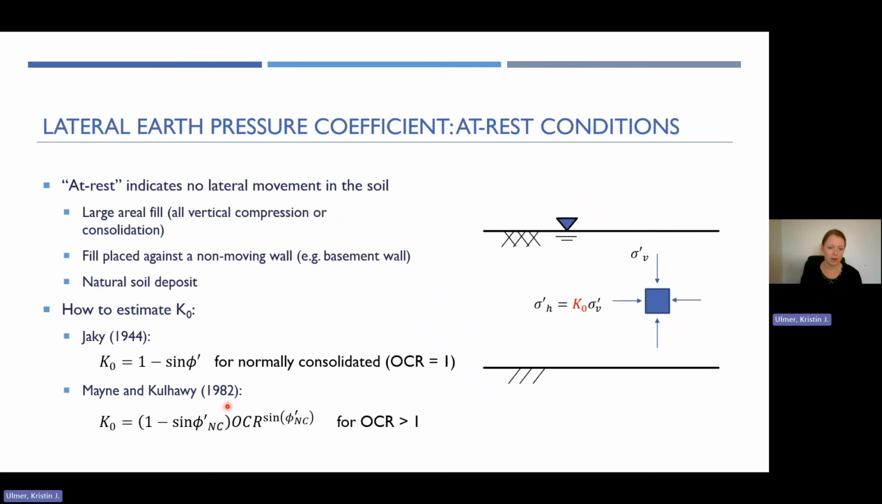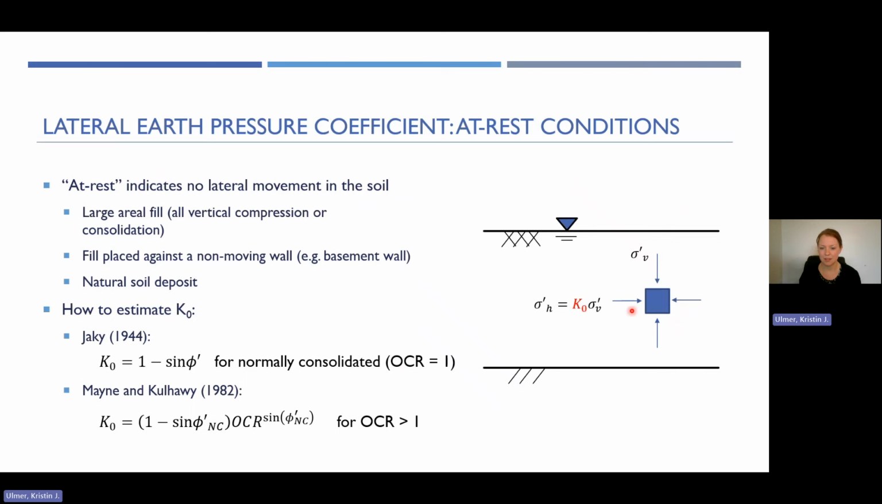And that's here from 1982, based on that same friction angle again, but now we're inserting OCR, the overconsolidation ratio, as an input. And you'll see it's OCR to the sine of phi prime for any OCR above 1. So this is the K naught for at-rest conditions, your lateral earth pressure coefficient, or K, at rest.